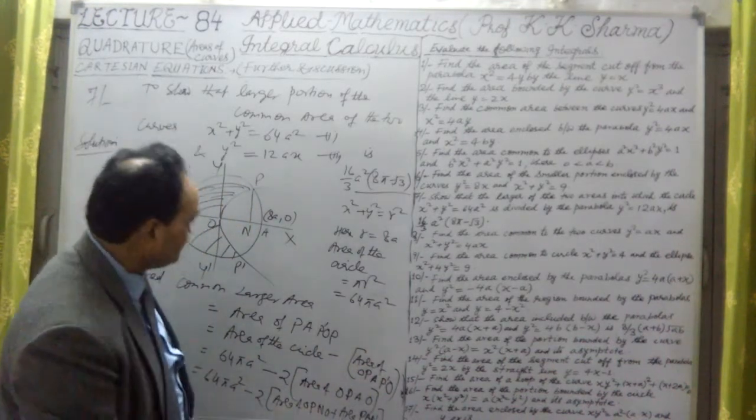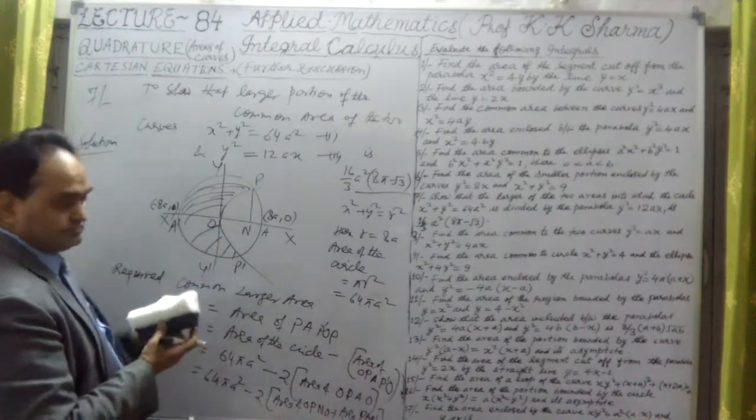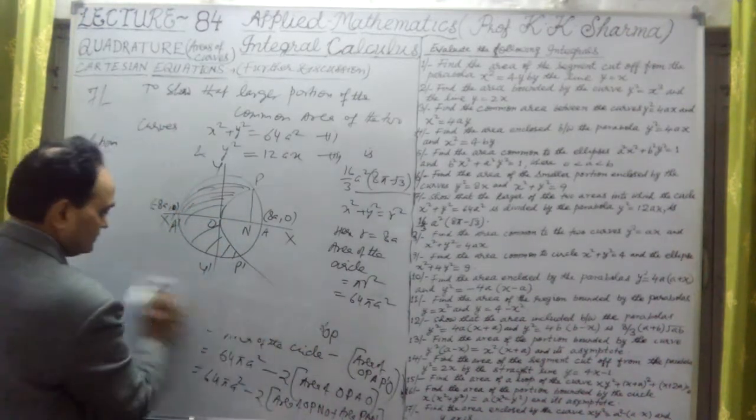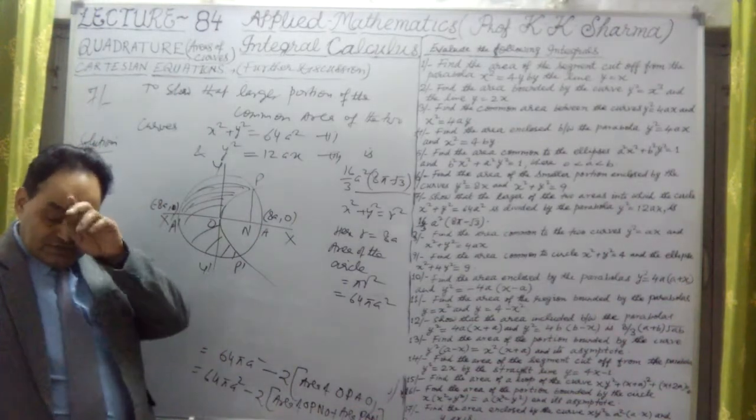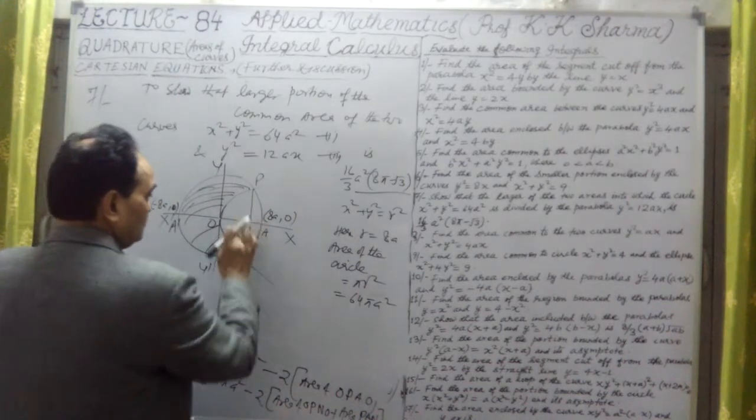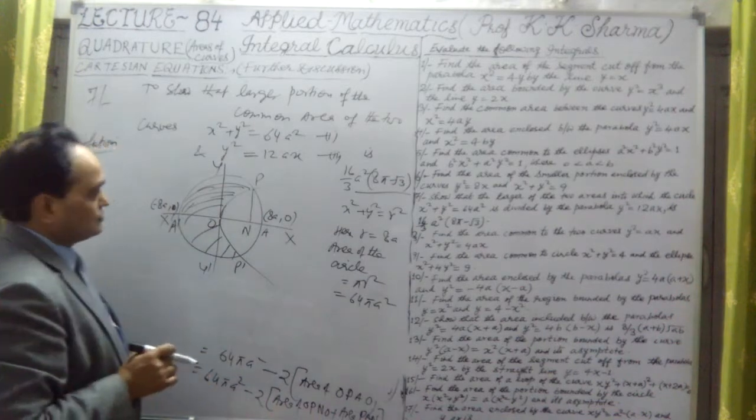Now let me find out this area. How do we find out that area? Then from 64 pi a square we will subtract that. So let me find out this common area.